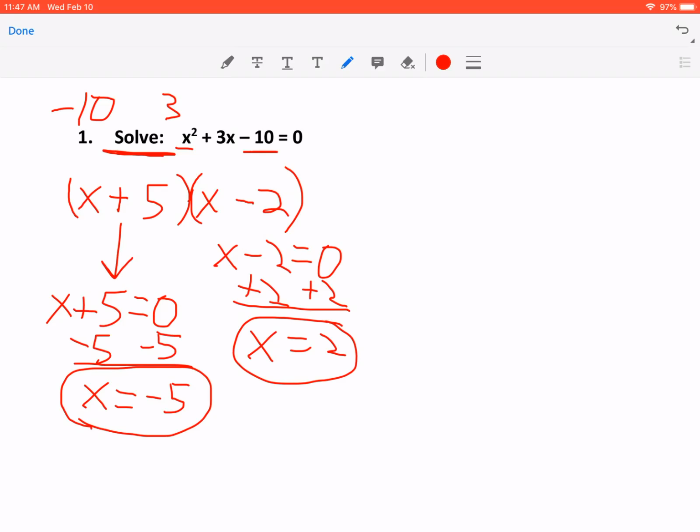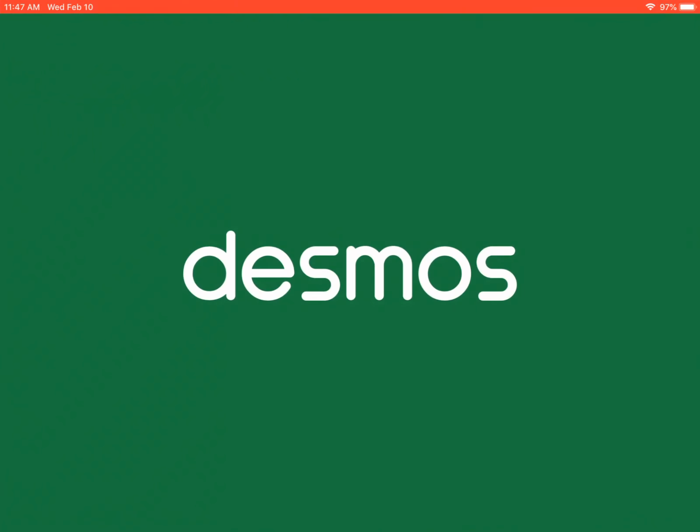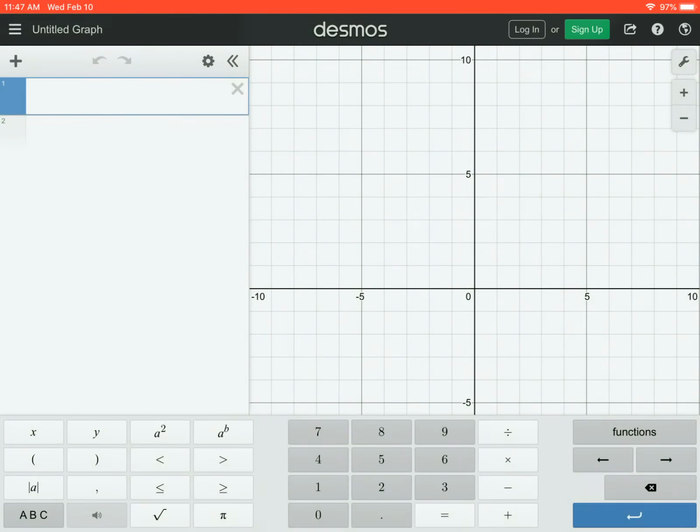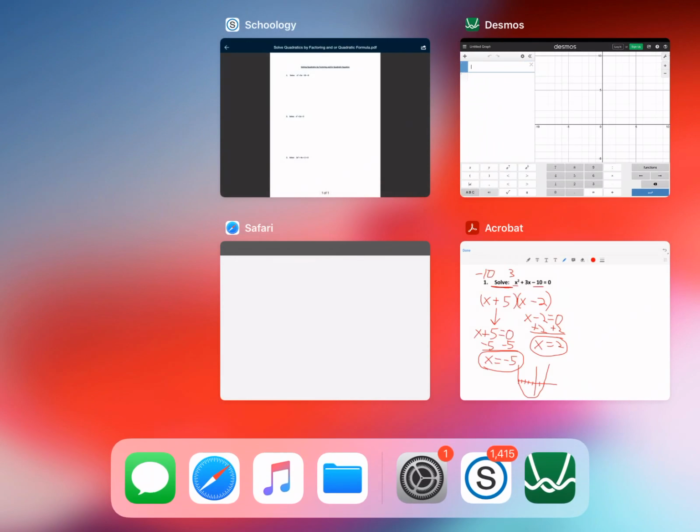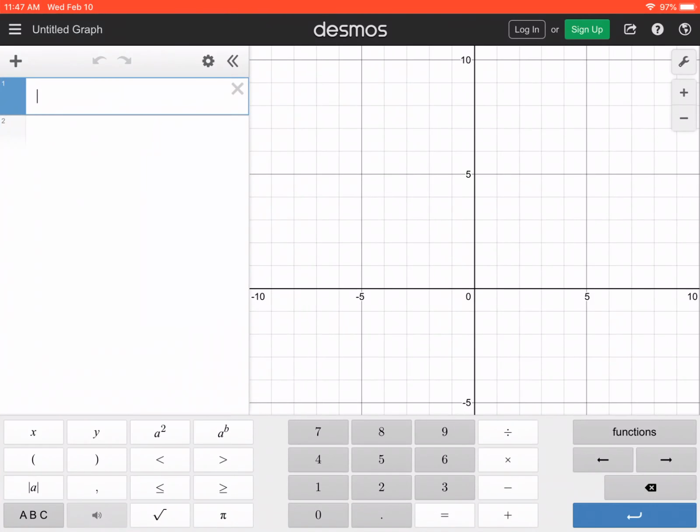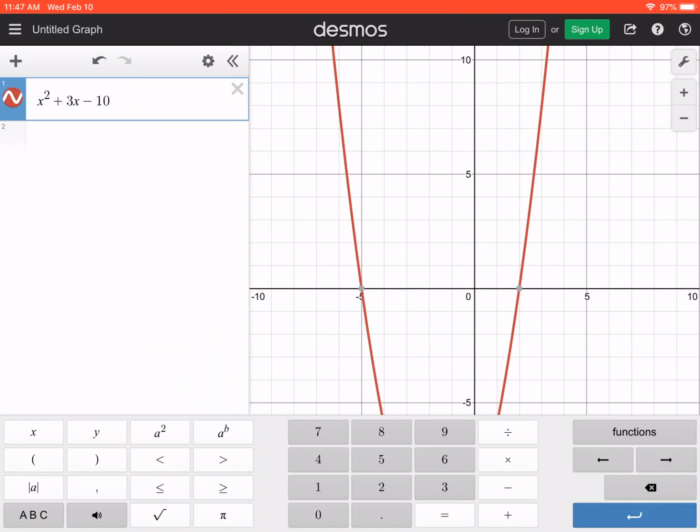So what should happen when I graph this, remember I called this the Fury because it goes underground. All right, this parabola should hit the x-axis at negative 5, go down, and then come back up and hit it at positive 2. I'm going to go to Desmos just to see if I did this correctly. And I'm going to type it back in. Let me go back and see what it was. x squared plus 3x minus 10. And there it is.